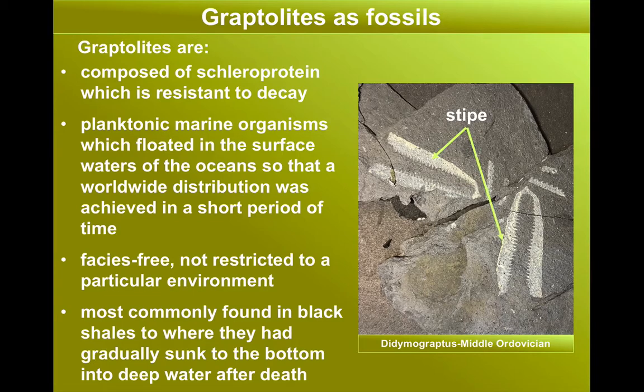The two key features we need to recognise on graptolites are the stipe, which is, if you like, the individual branches of the organism, and the theca. These are like the pockets in the side of the stipe where individual organisms would live. The best analogy I've heard is a graptolite is a bit like a block of flats, and the theca are the balconies on those flats where people can live.